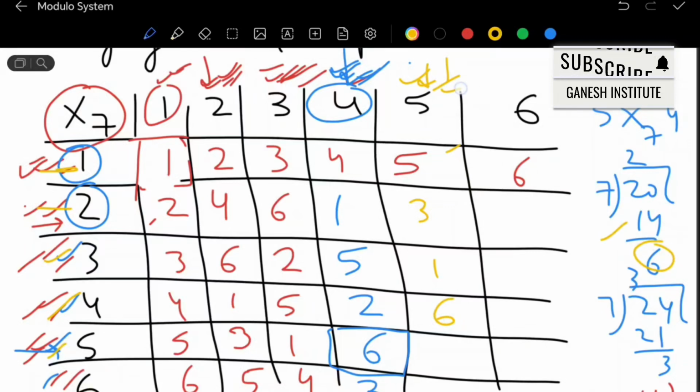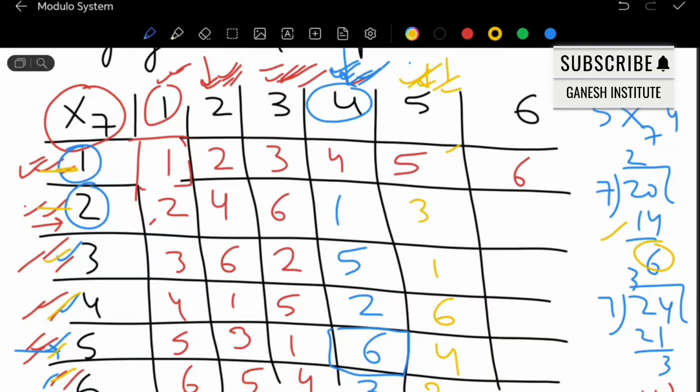Then 5 5s are 25. If you divide 25 by 7, it is 7 3s are 21. 4 is the remainder. 6 5s are 30. If you divide 30 by 7, 7 4s are 28. 2 is the remainder. Correct?